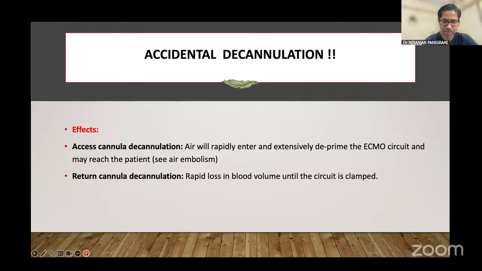So a safety checklist: daily cannula site, the suture and the strength of the suture, the integrity of the skin, everything should be part of the monitoring. That is very, very important.